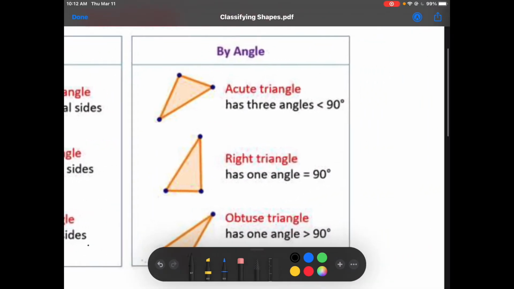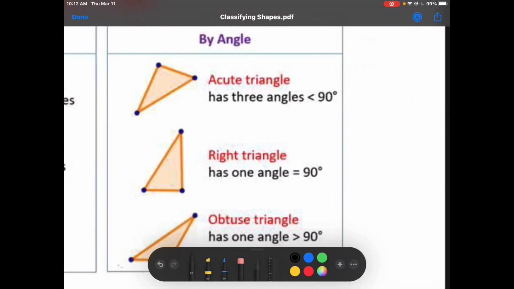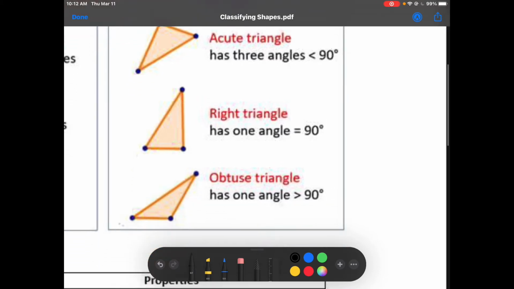All right. We can also classify triangles based on their angle measures. So an acute triangle, regardless of side length, has 3 angles less than 90 degrees. A right triangle has 1 90-degree angle. It has 1 right angle. In an obtuse triangle, 1 angle is going to be greater than 90 degrees. So this angle right here, if this was a right angle right here, it is greater than that right angle. It's going to be more than 90 degrees.